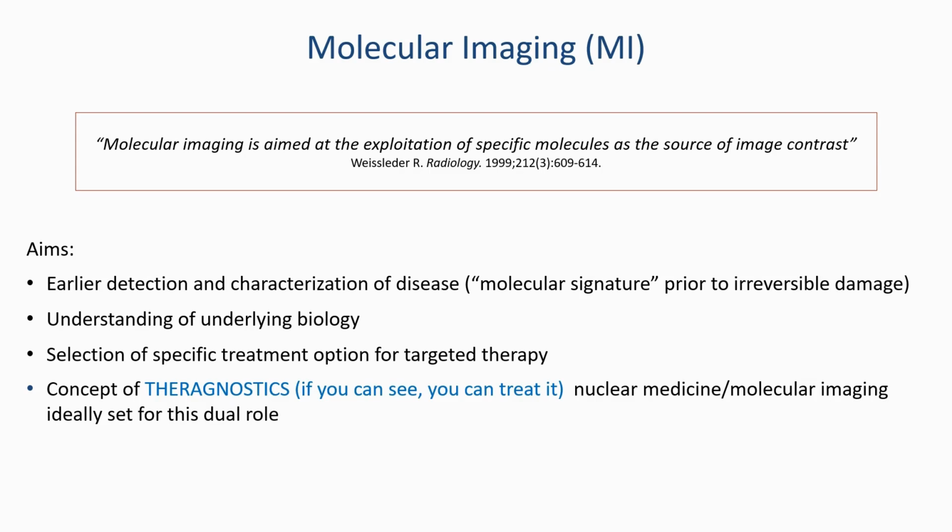Theragnostics is underpinned by molecular imaging. Molecular imaging is aimed at the exploitation of specific molecules as the source of image contrast, which allows us to have early detection and characterization of disease, utilizing the patient's molecular signature prior to irreversible damage ideally. It also allows us to understand the underlying biology of disease processes better and hopefully leads us to have the ability to specifically select treatment options for targeted therapy. Essentially, the concept of theragnostics is underpinned by if you can see it, you can treat it, in which nuclear medicine plays a significant role.